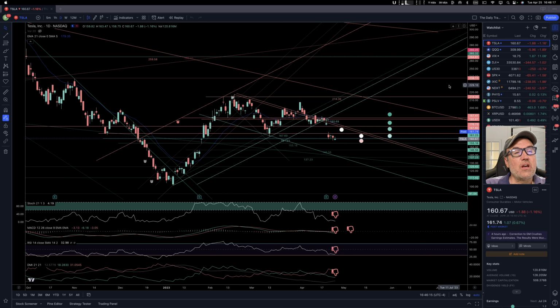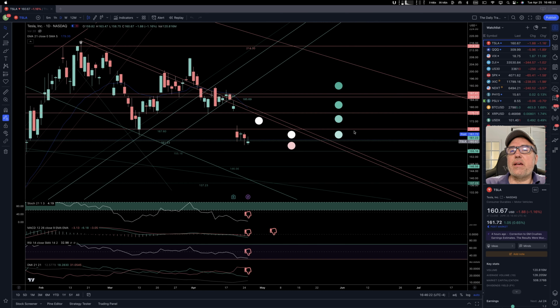So Tesla is down $1.88, 1.16%, closed at 160.67. Post market, we seem to be up a little bit. So let's look at what this looks like on the chart.